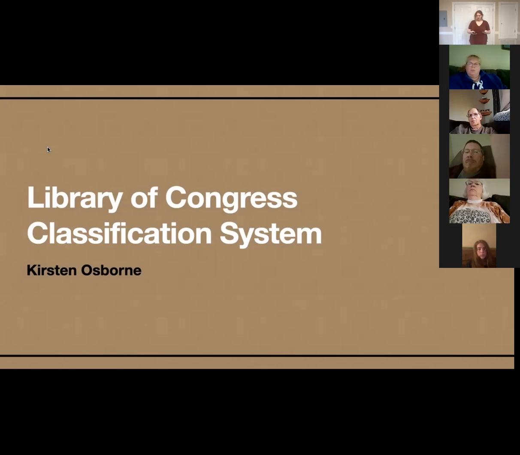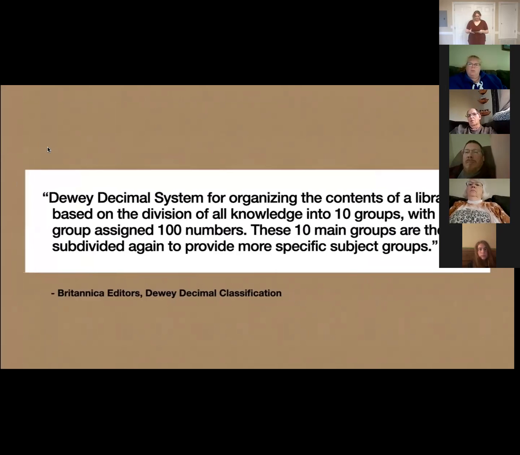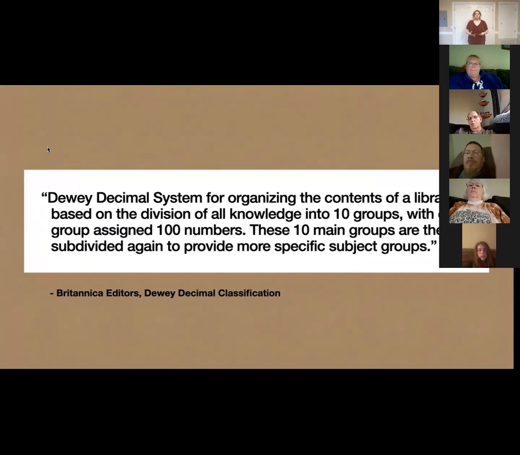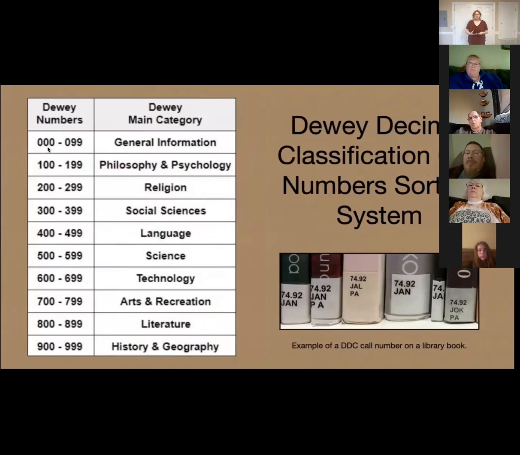As the Britannica editors say, the Dewey Decimal System for organizing the contents of a library is based on the division of all knowledge into 10 groups, with each group assigned 100 numbers. These 10 main groups are in turn subdivided again to provide more specific subject groups. The Dewey Decimal System was founded in 1873 by Melville Dewey and was finally published in 1876.